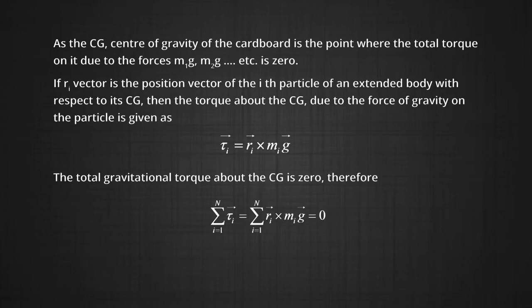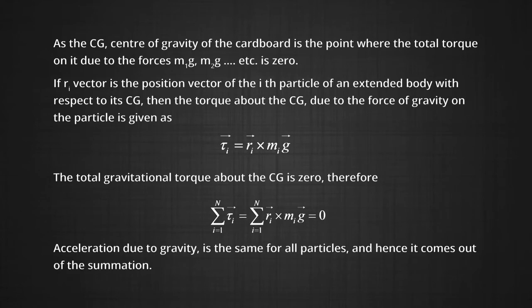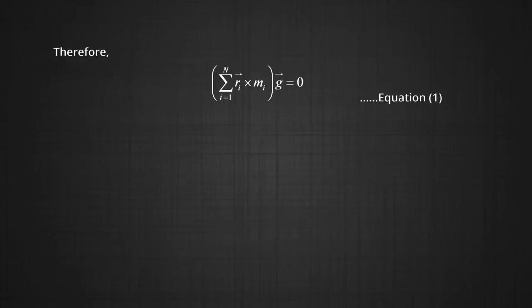Hence, we can write summation i goes from 1 to n tau i vector, which gives us the net torque about the center of gravity, equal to summation i goes from 1 to n Ri vector cross mi into g vector. This is equal to 0. We notice that in the above equation, acceleration due to gravity is the same for all the particles. Hence, small g vector can be taken out of the summation. Therefore, it will become summation i goes from 1 to n Ri vector cross mi, in brackets, and then small g vector is equal to 0. This becomes our equation 1. We can conclude from that summation i goes from 1 to n Ri vector cross mi is equal to 0.